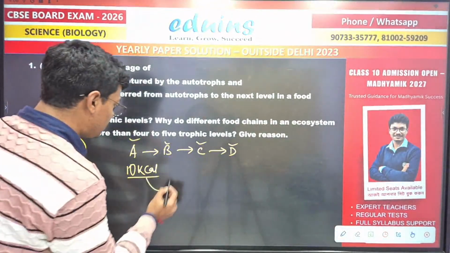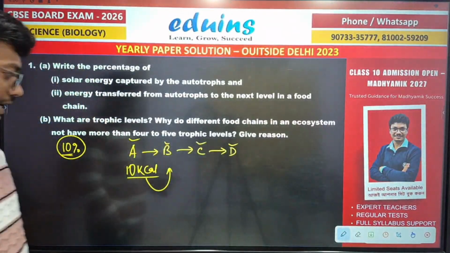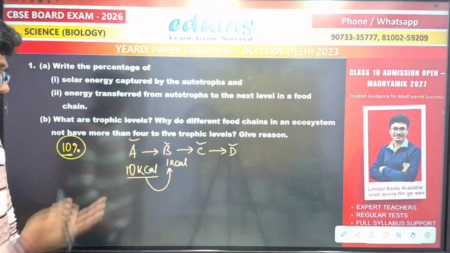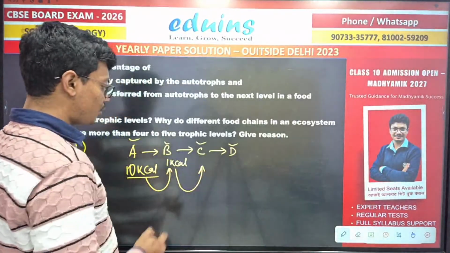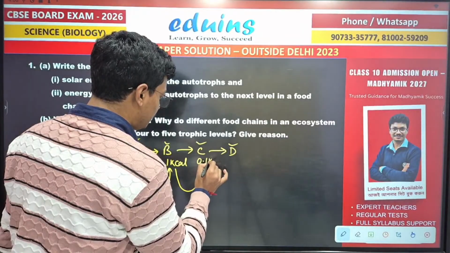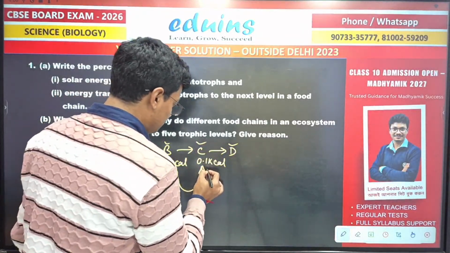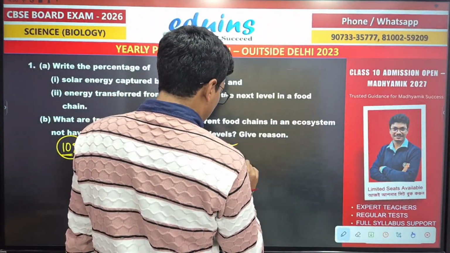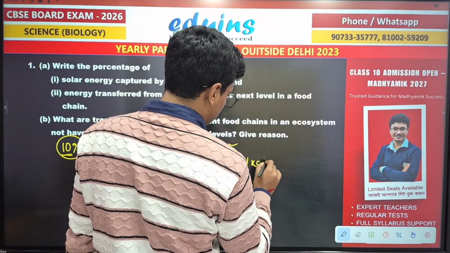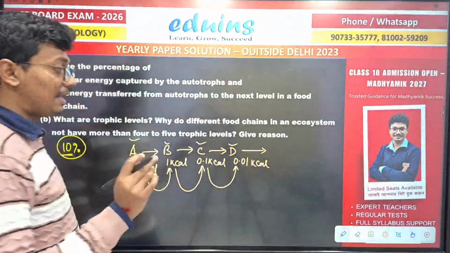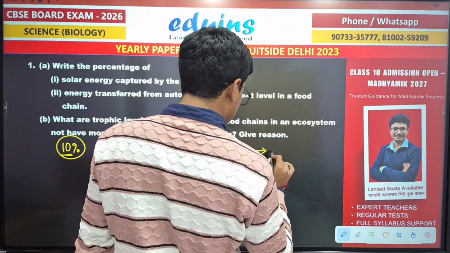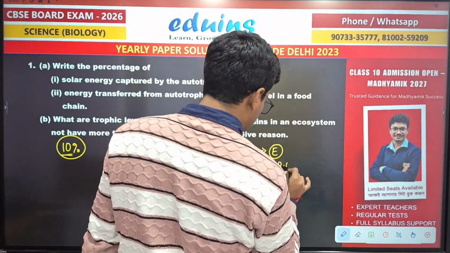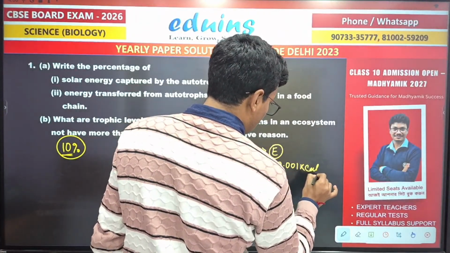These energies passed to the next trophic level, to the B, will be 1 kilocalorie. Okay, and this 1 kilocalorie passed to the next trophic level is 0.1 kilocalorie, and this 0.1 kilocalorie reaches the next trophic level, that is 0.01 kilocalorie. If there is another trophic level, number 5, which will be the E, the energy passed to the next trophic level will be 0.001 kilocalorie.